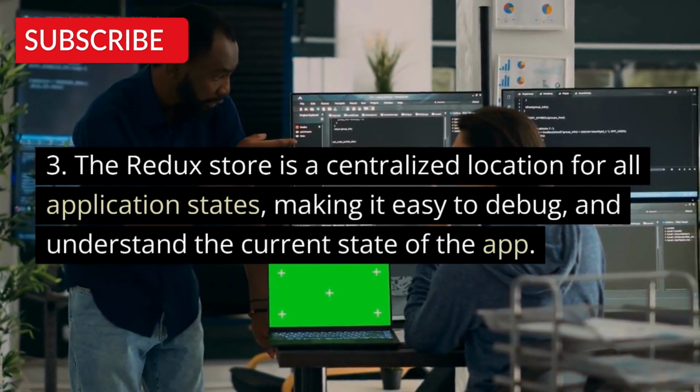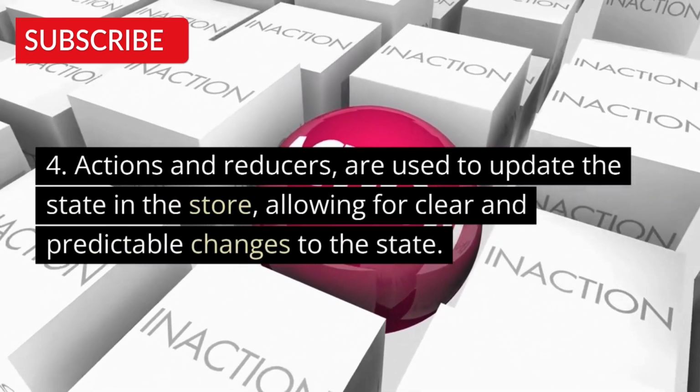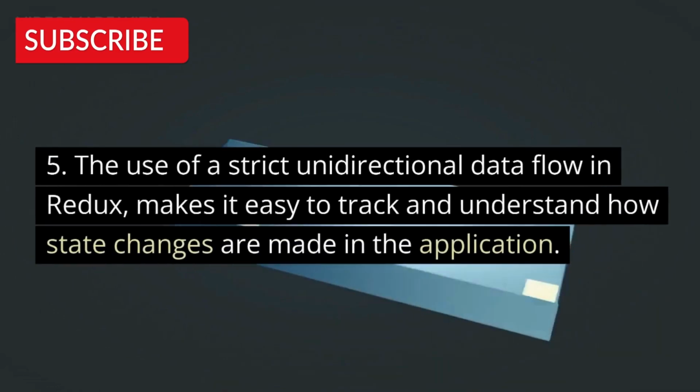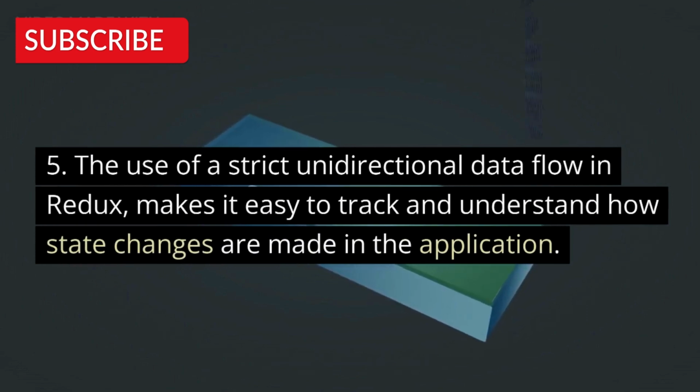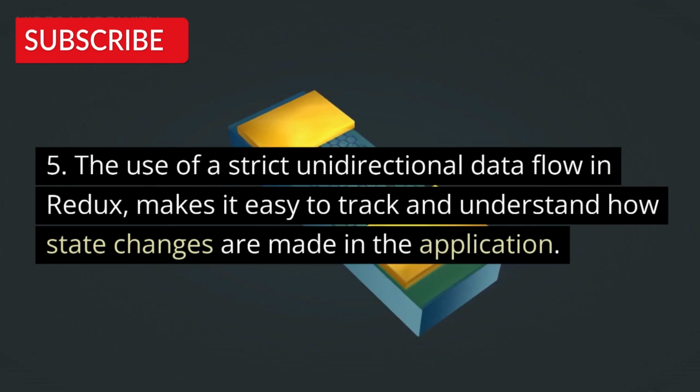3. The Redux store is a centralized location for all application states, making it easy to debug and understand the current state of the app. 4. Actions and reducers are used to update the state in the store, allowing for clear and predictable changes to the state. 5. The use of a strict unidirectional data flow in Redux makes it easy to track and understand how state changes are made in the application.